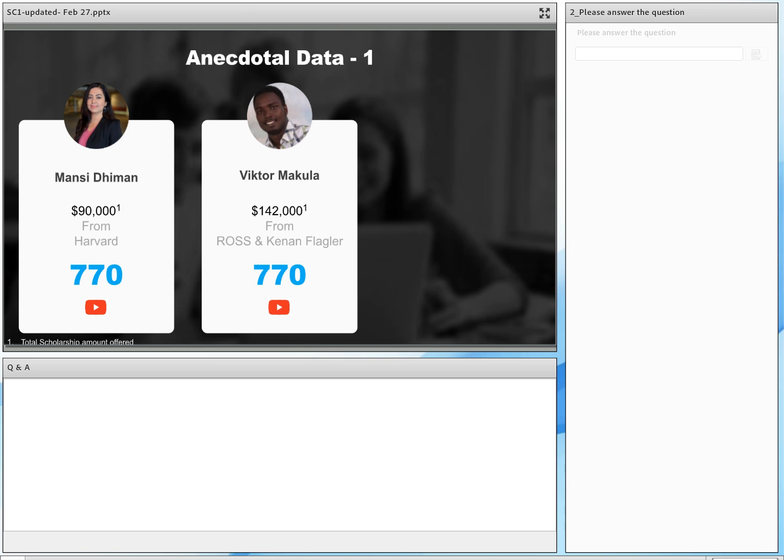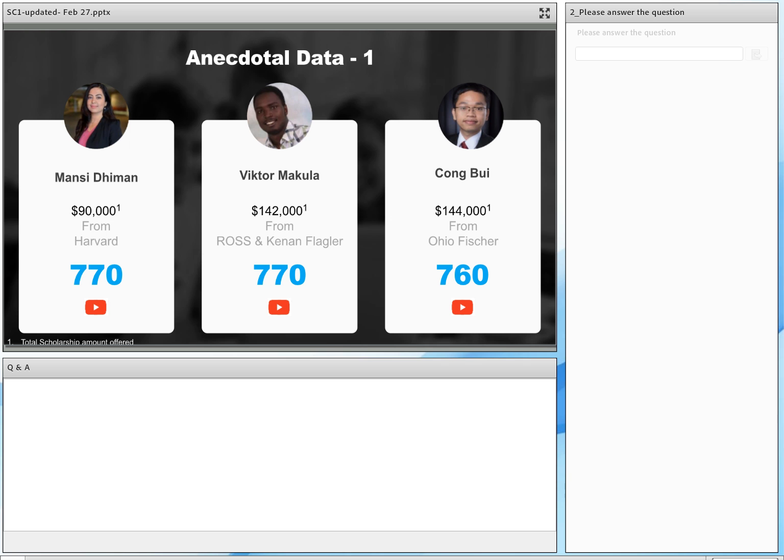Again, anecdotal data over here. Mansi, one of our former students, got into Harvard, Stanford, Wharton, INSEAD, and Kellogg. She went to Harvard. She got about $90,000 worth of scholarship. Victor got a full ride from Ross and Kenan-Flagler. In fact, a few of our students with 760 got full rides from Ross and a bunch of other schools as well. Kong Bui scored a 760, got a full ride from 5 different schools.